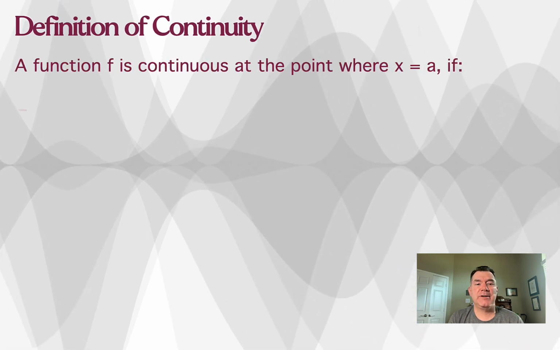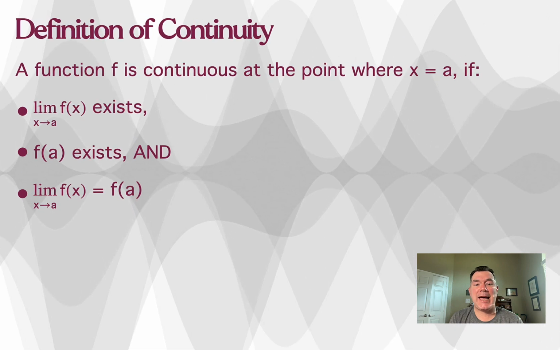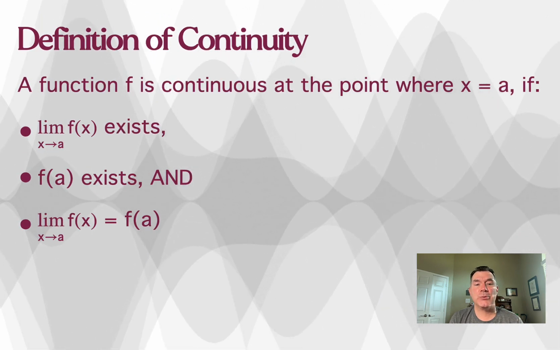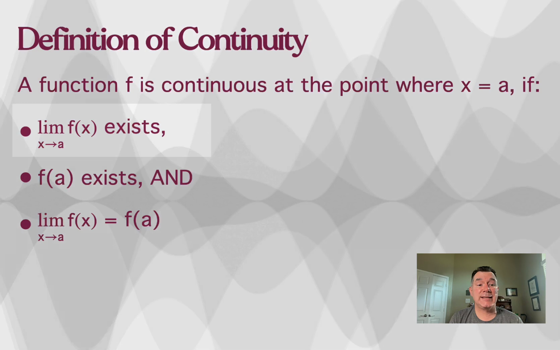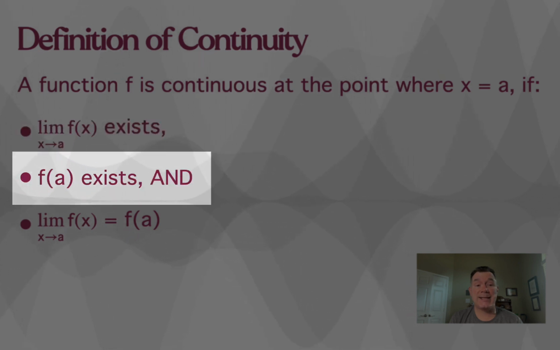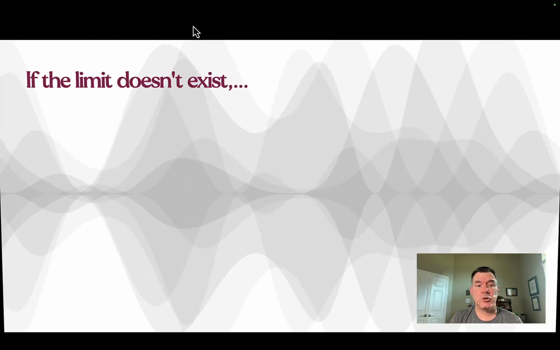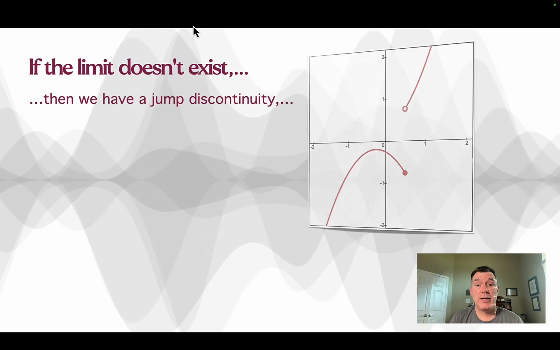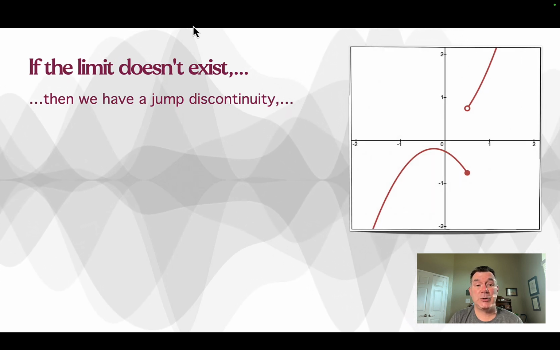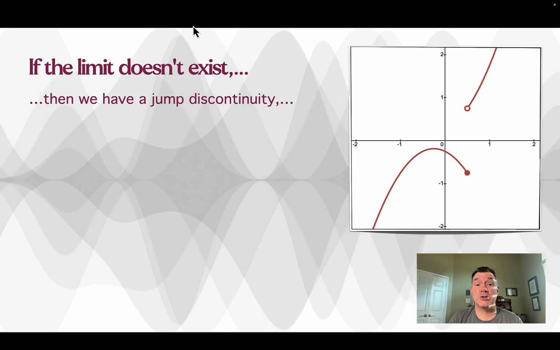So first of all, the definition of continuity has three parts to it. We can say that a function f is continuous at the point where x equals a if three things are true. The first thing is that the limit as x approaches a of the function has to exist. The second thing is that the function has to exist at that same value of a, and the limit and the function value have to be equal to each other. So if all three of those things are true, then we can say that the function is continuous at that point.